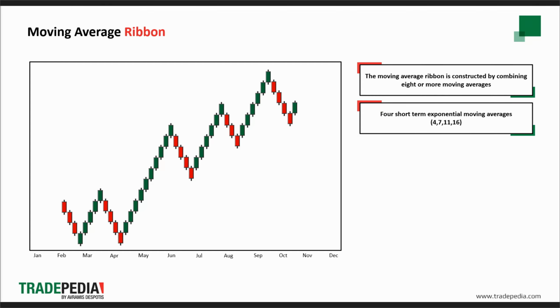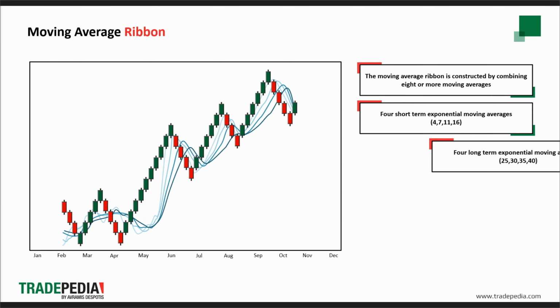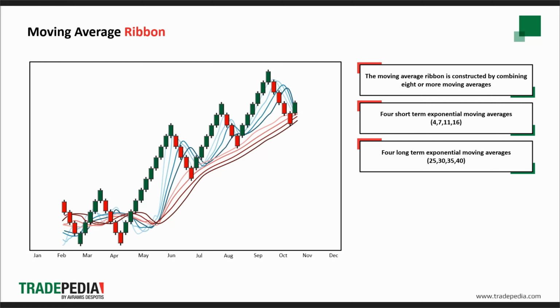There's a popular combination that people who use the moving average ribbon like to look at. There are popular combinations for short-term averages, for example the 4, 7, 11, and 16-day exponential moving averages, the EMAs. And for long-term averages, 25, 30, 35, and 40 EMA. The short-term averages basically represent short-term traders.